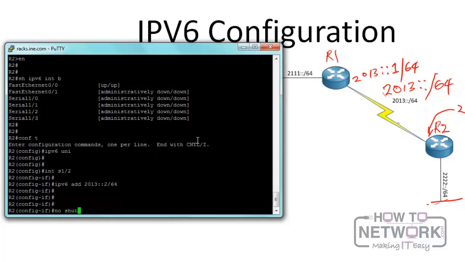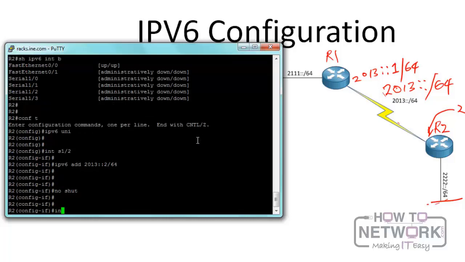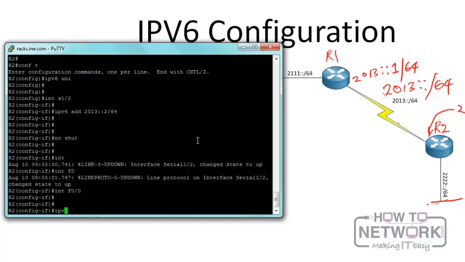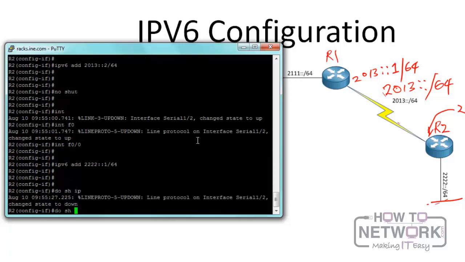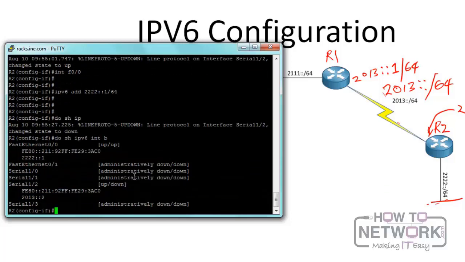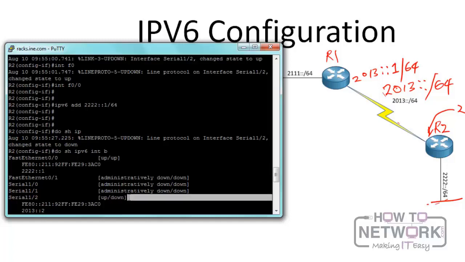And we would say no shut to bring it up and say interface FastEthernet 0/0, IPv6 address 2222::1/64. If we do show IPv6 interface brief, we can see the IPv6 addresses that are configured. We can also see that the interface is still down.